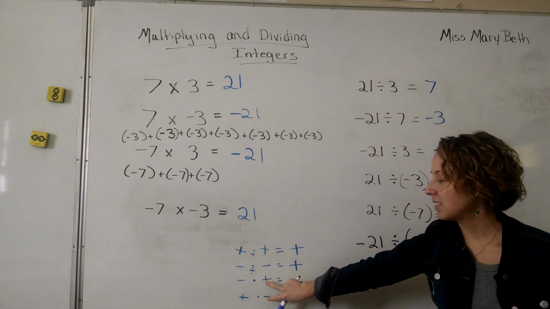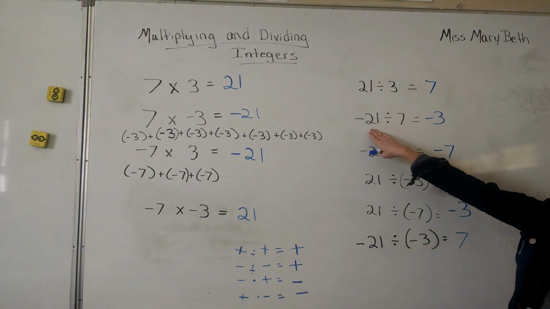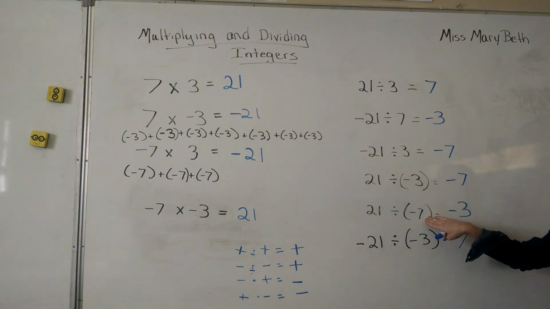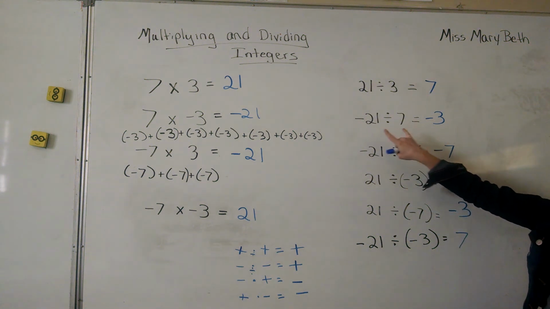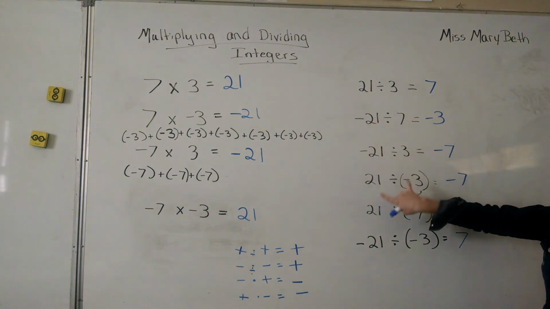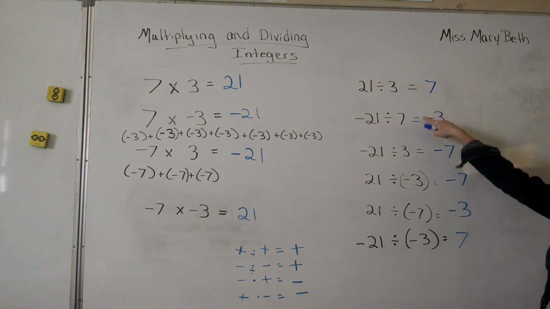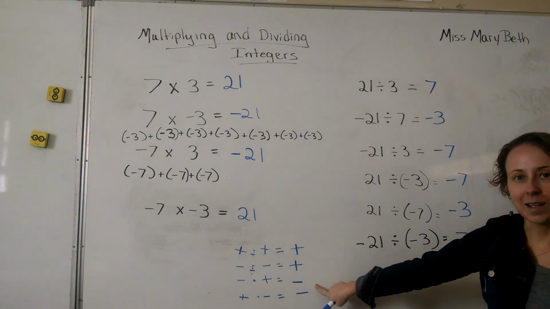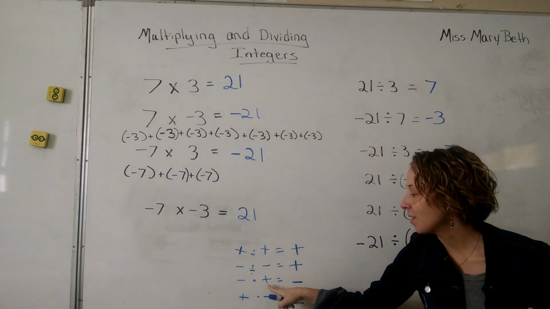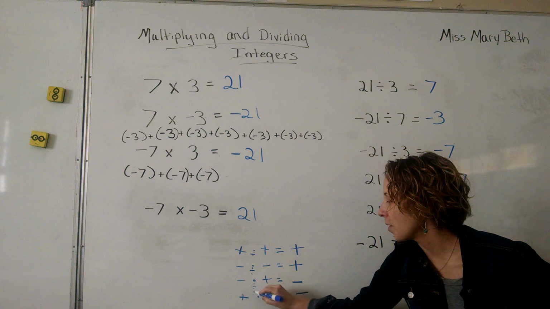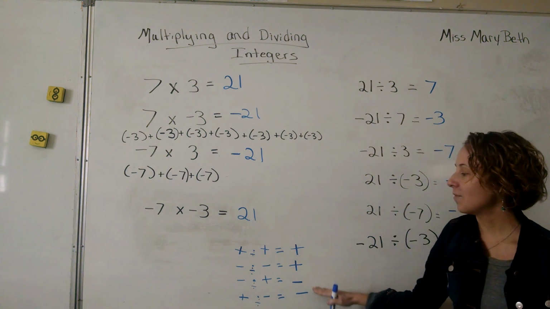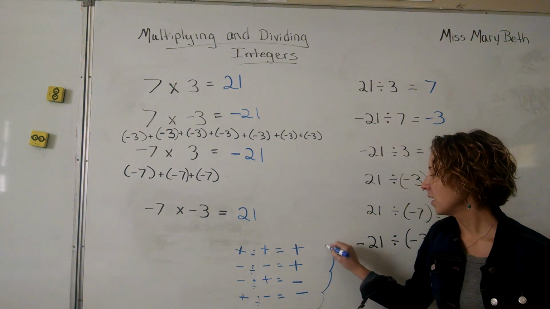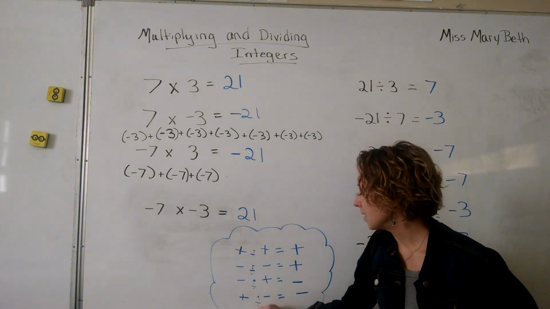Let's investigate when I have different symbols. Negatives and positives, or positives and negatives. In all of these cases where I have different symbols, negative positive or positive negative, my answer was always negative. The same as multiplication. A negative and a positive, or a positive and a negative, whether I'm multiplying or dividing, will give me a negative answer. Use this pattern to help you as you complete your problems in class.